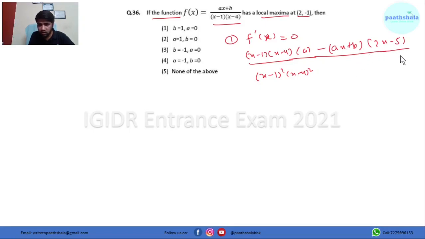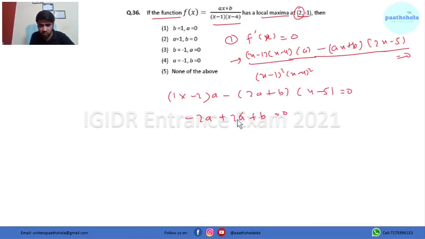Okay, now equating this equal to 0, and since this is representing local maxima at x equals 2, we can put x equals 2 here. So when you equate this equal to 0, the denominator will become 0, and in the numerator you can put 2. So when you put 2 in this expression, this will come out to be 1 into minus 2a and minus 2a plus b, and here this will come out to be 4 minus 5 equals 0. So this is coming out minus 2a, and this minus will become plus. So this is 2a plus b equals 0. So 2a and 2a get cancelled out. So b is coming out to be 0.